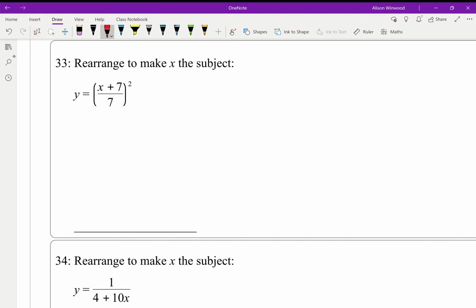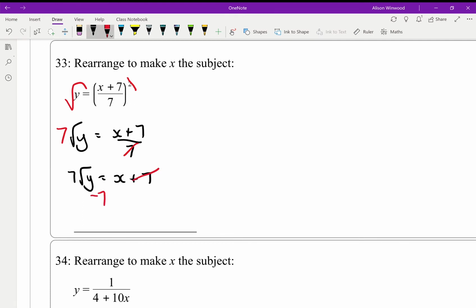Rearranging, opposite of squaring is square root. Opposite of divide is multiply. Opposite of add is subtract. So 7 root y subtract 7 equals x.